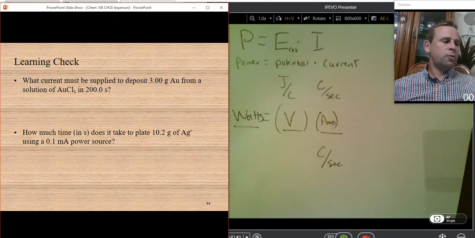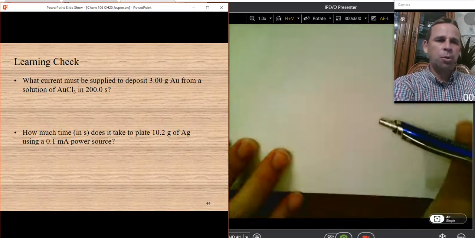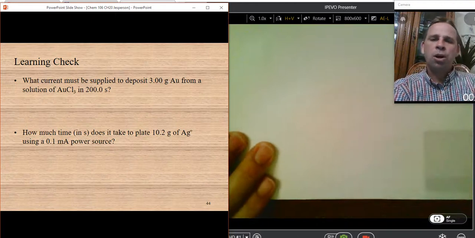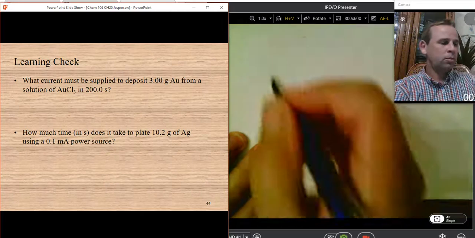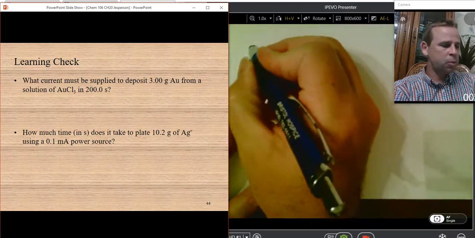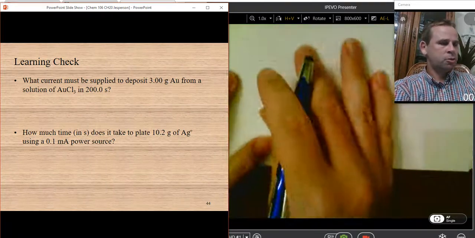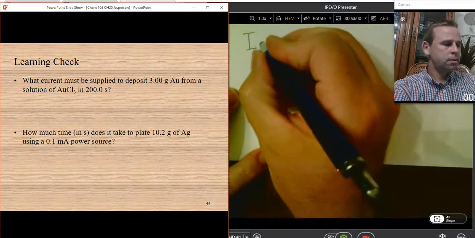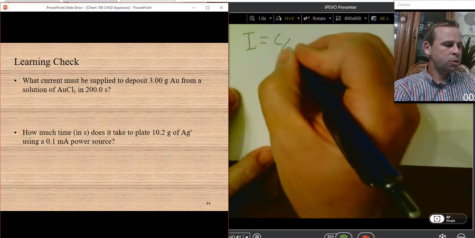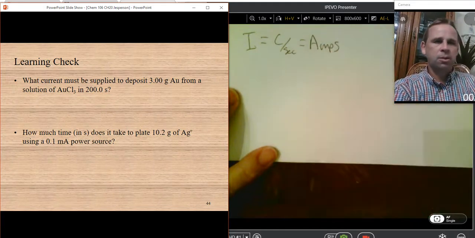So here's our first question that we're going to work through together, and then the second one you can work on with your partner. What current must be applied? Now, this is our process here. We want to remember that current, which is the letter I, is coulombs per second, which is the same as amps.